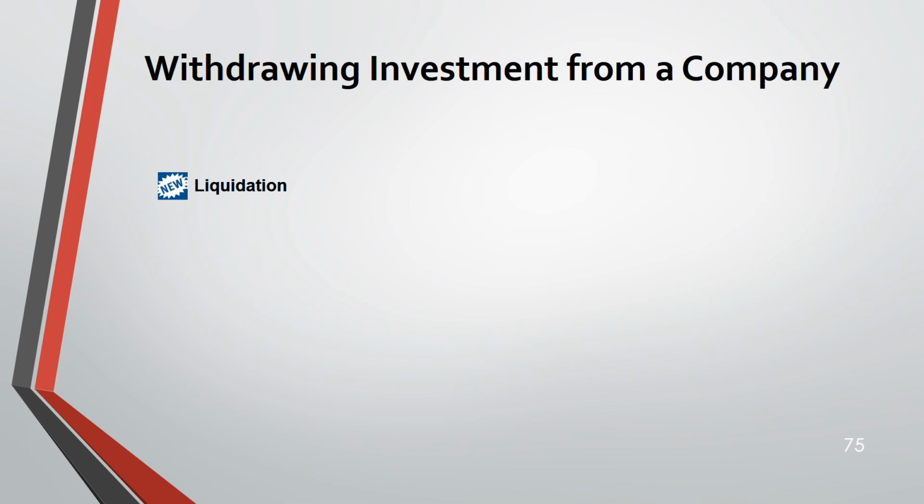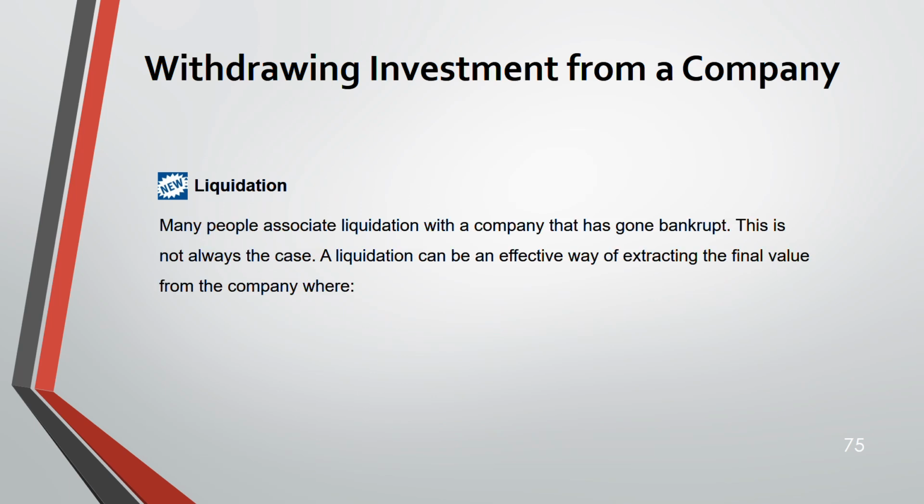Liquidation. Liquidation is the third way of withdrawing investment from a company. The first one was selling shares, the second one was purchasing back own shares, the third is liquidation. Liquidation also has a very high chance of occurring in ATX. It's new. Most people associate liquidation with a company going bankrupt. Most people assume that if you are liquidating, the company has gone bankrupt. This is not always the case.